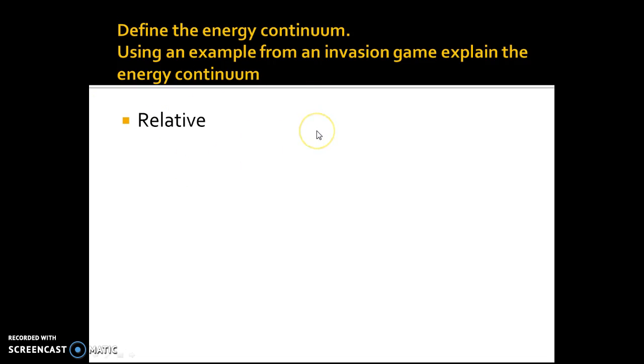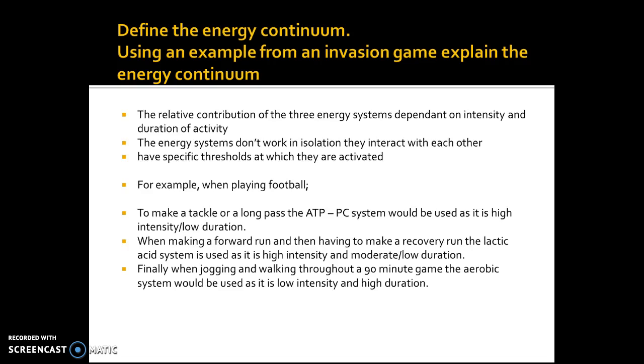When you're looking at the energy continuum, I've changed this from the pack, so you must make sure you start with this key point. The energy continuum is the relative contribution of the 3 energy systems, and the key variables are intensity and duration of activity. Another mark you could get for a description: energy systems do not work in isolation. They interact with each other.